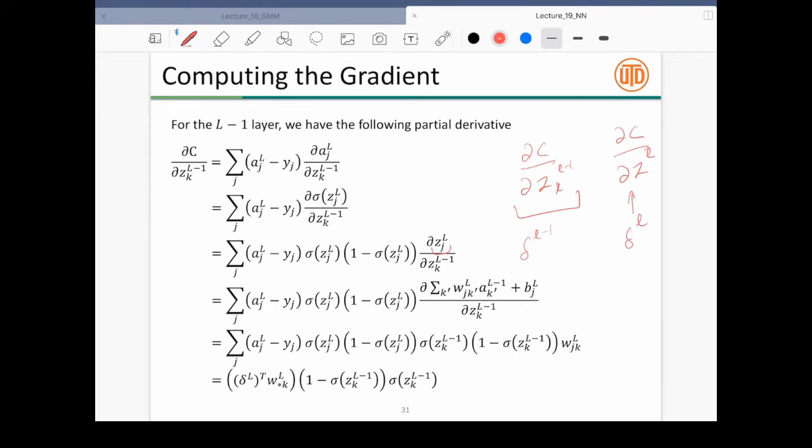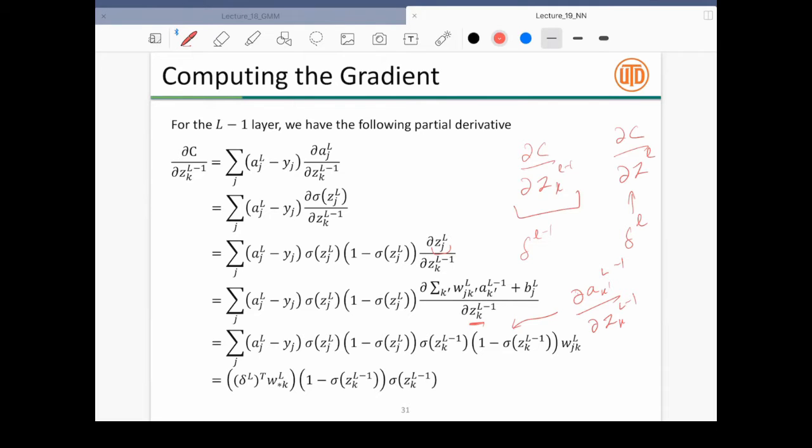And finally, we are taking the gradient with respect to z over here, right? So we basically get this expression in the end. Okay, so here essentially what we have is the gradient. We need to compute the gradient of a_k'^(L-1) divided by the gradient of z_k^(L-1), right?